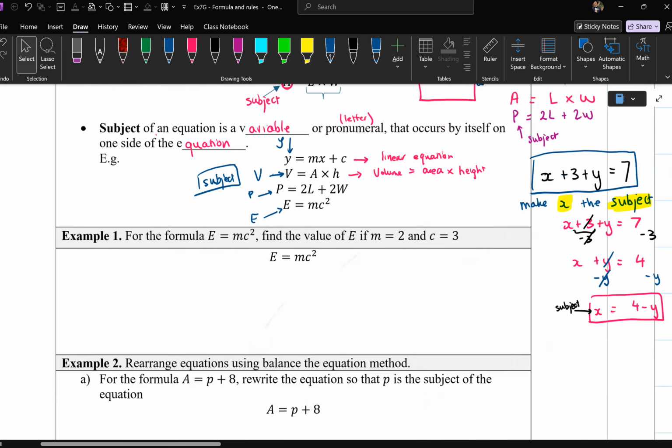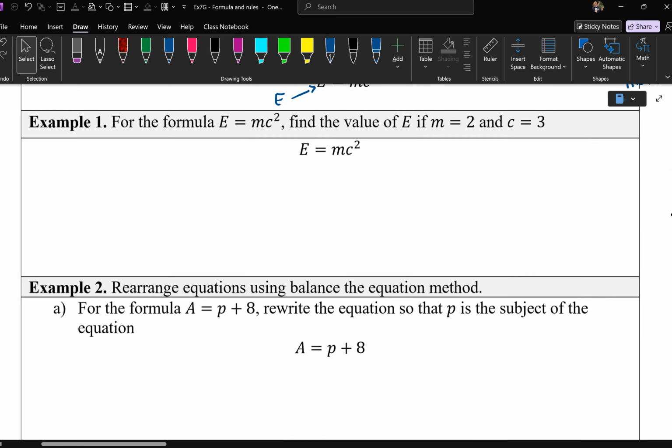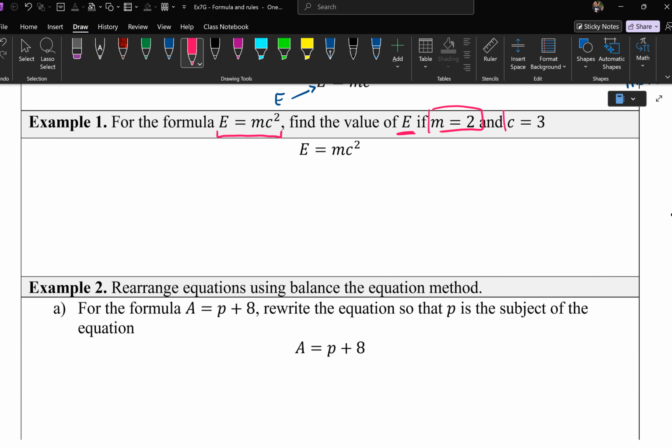This is how you do it. You already did it probably back at term 1 as well. You replace every letter with a number. So here we go. Let's say I gave you this formula, E equals mc squared. It says find the value of E if M is 2 and C is 3.